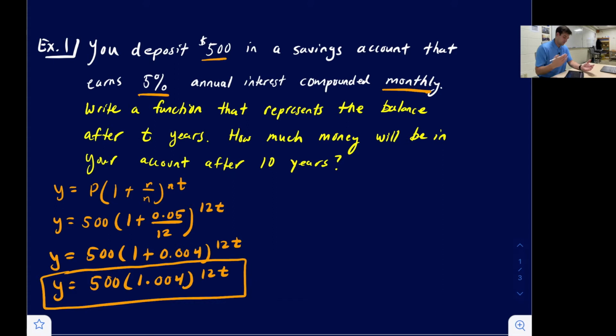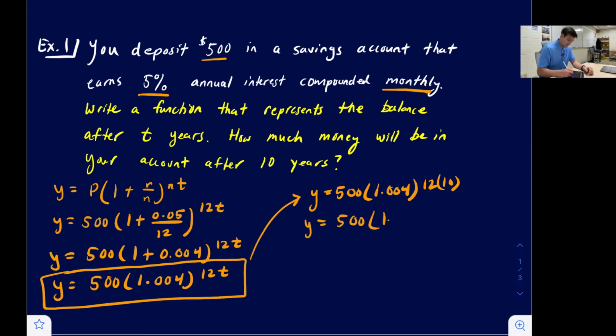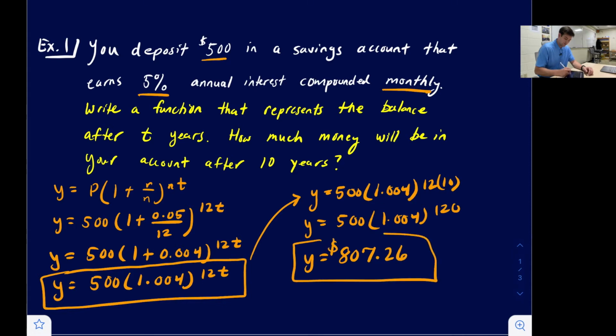Now the next part says how much money is going to be in our account after 10 years. So basically we just take this same equation, but now we substitute 10 in for t and we solve it. So y equals 500 times 1.004 raised to the 12 times 10 power. So that's going to give us y equals 500 times 1.004 raised to the 120th power. So now in our calculator we can do 1.004, raise it to the 120 power, hit enter, and then times 500. And that's going to give us a balance of approximately $807.26 after 10 years.